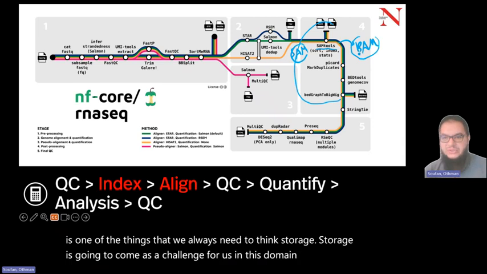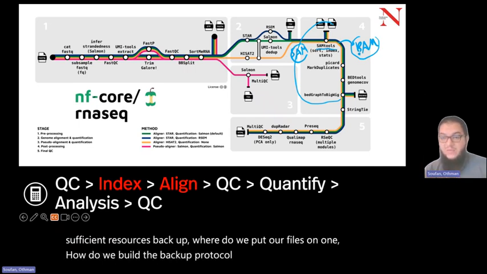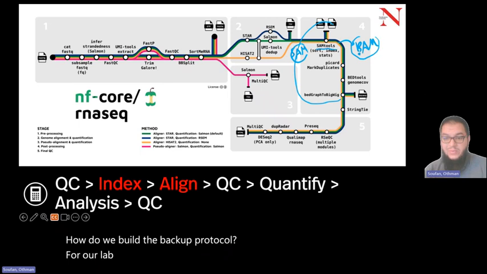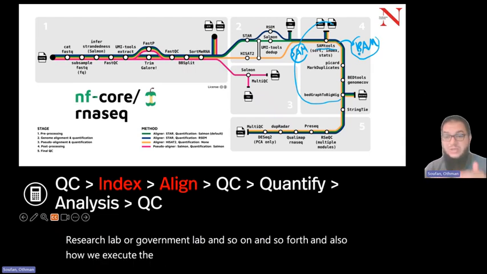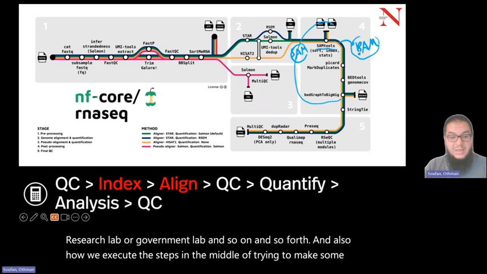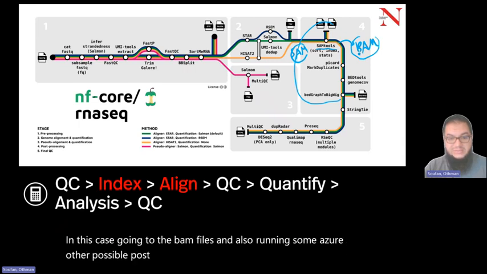So having sufficient resources, backup, where do we put our files, or how do we build the backup protocol for our lab or company or research lab or government lab, and so on and so forth. And also how we execute the steps in the middle, trying to make some compression, like in this case going to the BAM files, and also running some other possible post-processing tasks.